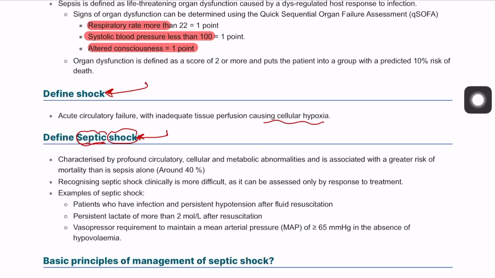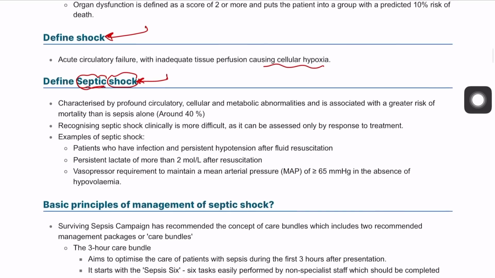So recognizing a septic patient is very important, and the way we do that is we use the NEWS score. And any patient with a NEWS score higher than 5 will be likely to be septic, and we need to examine them urgently. So the NEWS score basically focuses on the blood pressure, the temperature, the pulse, the respiratory rate, and the saturation. All right, and sometimes the GCS as well.